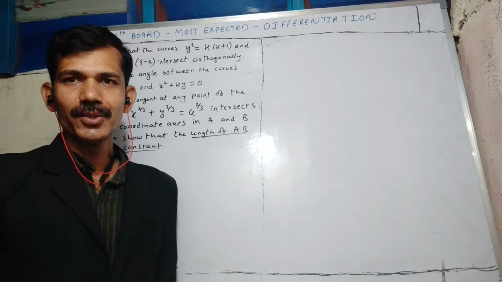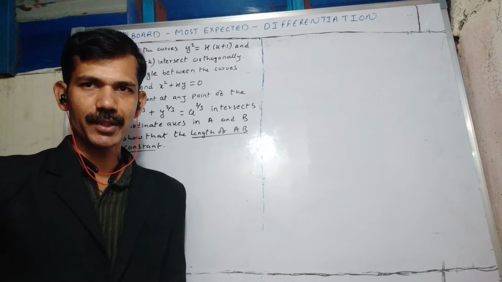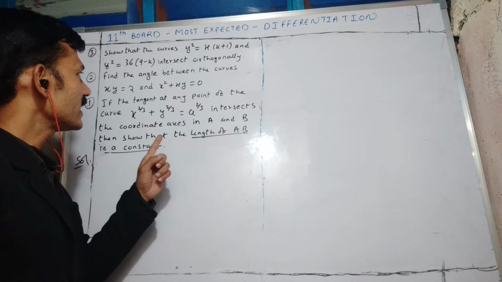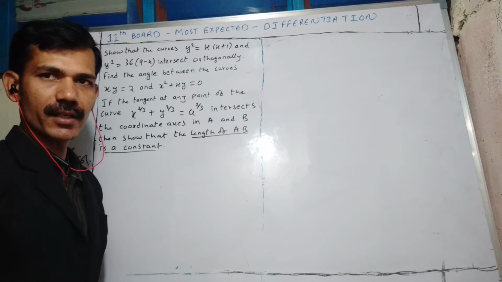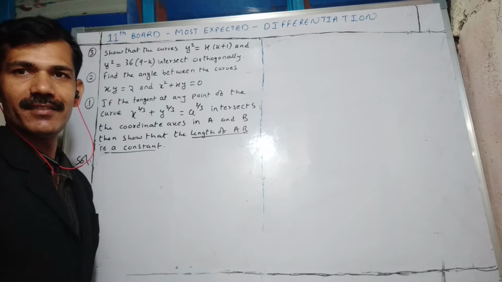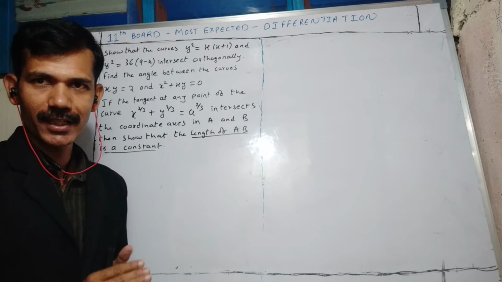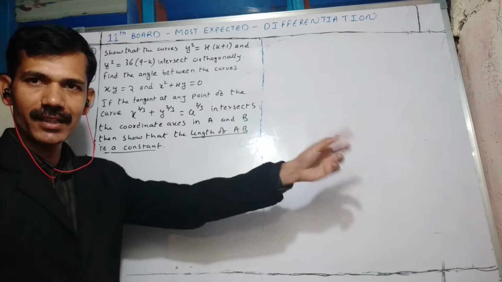Welcome to all. Today we'll discuss the most expected questions from the application of derivatives chapter. Okay, the first question is like this. If the tangent at any point of the curve x^(2/3) + y^(2/3) = a^(2/3) intersects the coordinate axes at A and B, then we have to show that the length of AB is constant.